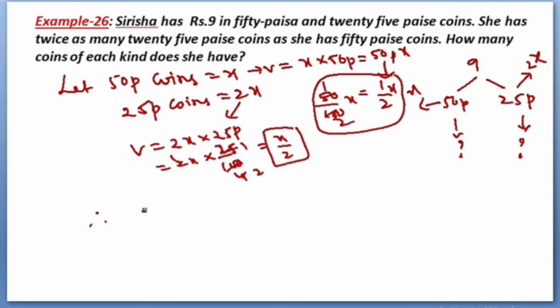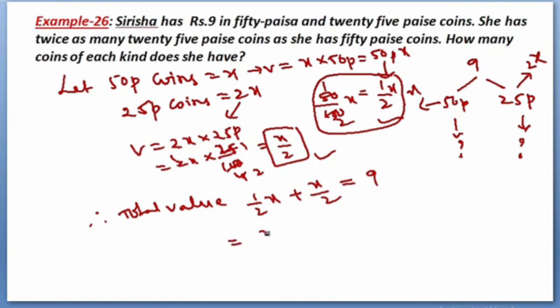Therefore, how to calculate the money now? The total value is 9 rupees. To get the 9 rupees, we add the value of the 50 paisa coins plus the value of the 25 paisa coins. This is the value of the 50 paisa coins and this is the value of the 25 paisa coins, and that will be equal to 9 rupees.